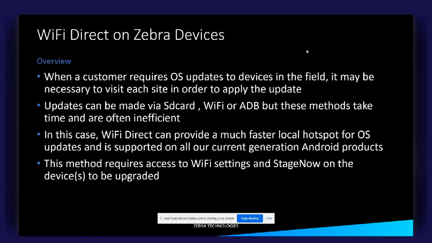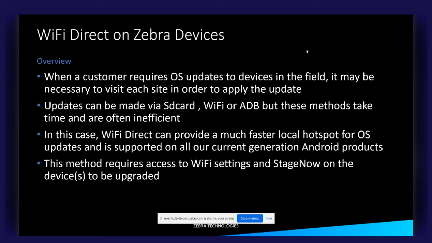The alternatives to that, you could use an SD card, for example. You could use ADB, but those tend to require more manual intervention on the device. For an SD card, you have to remove the battery, plug in the card. For ADB, you have to plug in a cable. Maybe you can do that, if that's available, that can be an option as well. But this is a wireless only option that you can consider if you need to do fast updates.